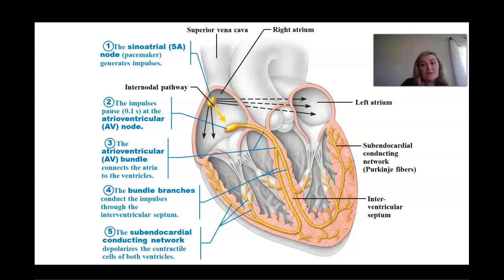Those bundle branches go down through the septum of the heart between the two ventricles, and then it's going to actually split apart and go up the Purkinje fibers. So notice that these bundle branches, that's going to be your bundle of His, and then it's going to come down and it splits apart and it goes up the sides of the ventricle. So that's going to cause a contraction of the entire ventricle on both sides.